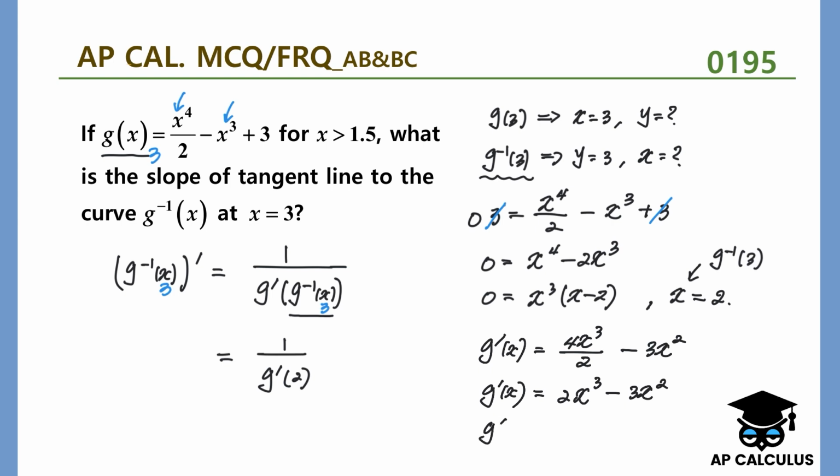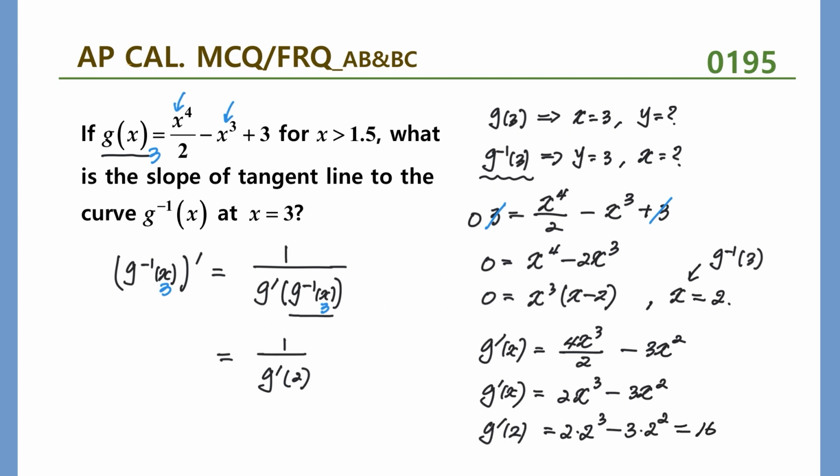So g prime of 2, that's 2 times 2 cubed minus 3 times 2 squared, is equal to 16 minus 12. So that is equal to 4, right? So our derivative of g inverse at x equal to 3 is equal to 1 over 4.